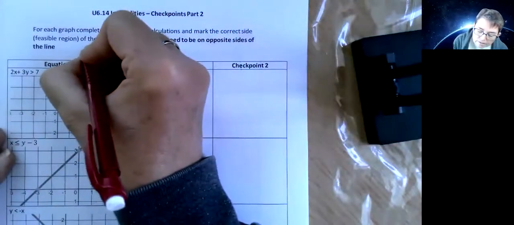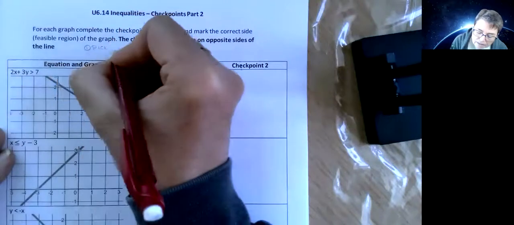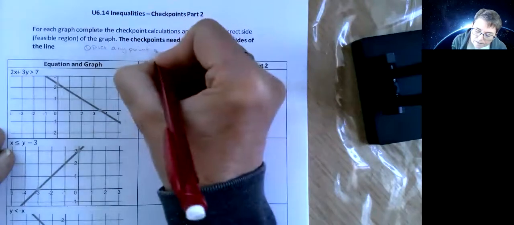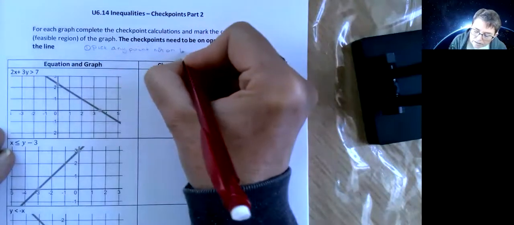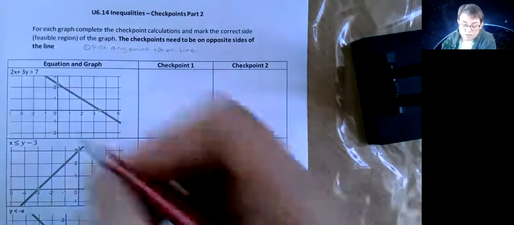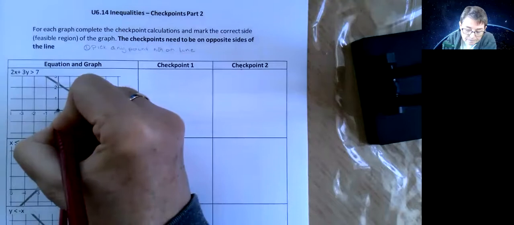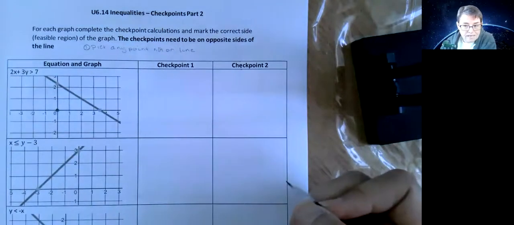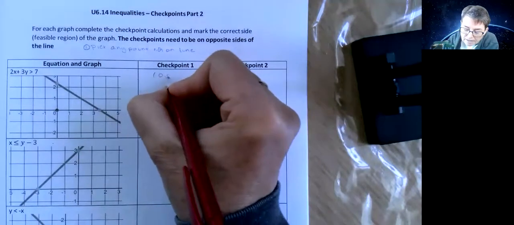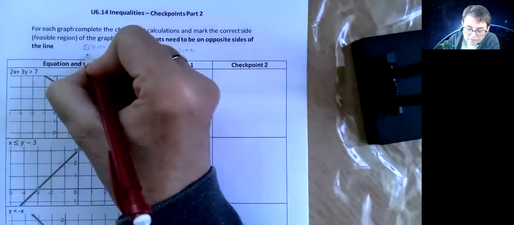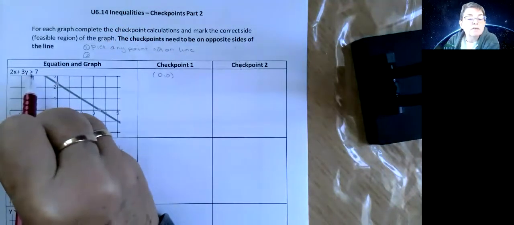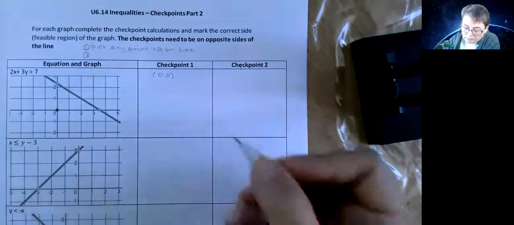So step 1, pick any point not on the line. I'm going to be honest with you, my favorite is 0, 0. So I'm going to pick 0, 0. Okay, but it doesn't matter. So that's my first checkpoint, and I'm going to write it down. And then what you do is you put it into the inequality and make sure you carry the inequality with it and see if it's true or not.